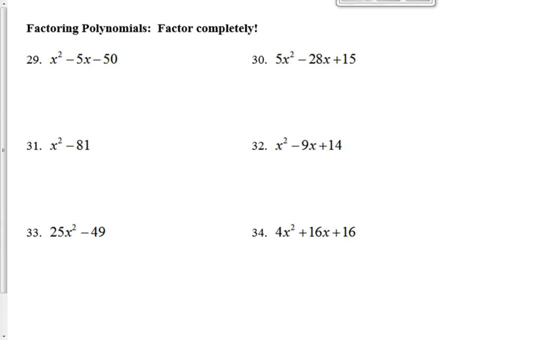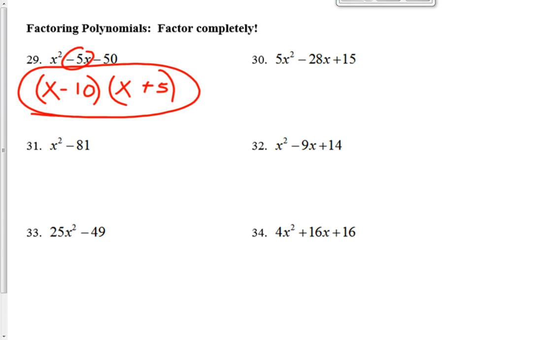Okay, let's factor these. Hopefully you guys are comfortable with this now. You form two separate parentheses when you see a trinomial, if you can't take out a GCF. x times x is x squared. And we have a negative 10 times a positive 5 gets you a negative 50, with that negative 5x in the middle. So there's your answer. You could FOIL every one of these to make sure you have the right answer.